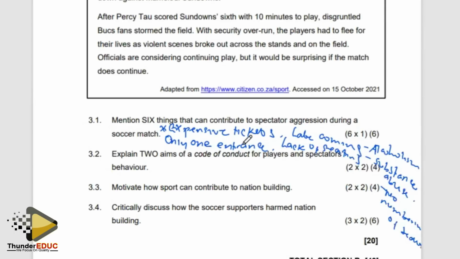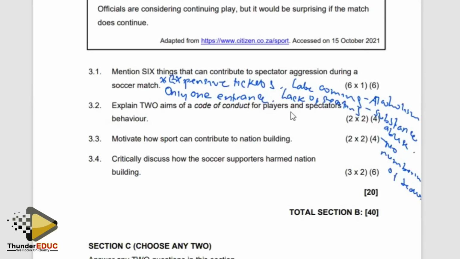Then explain 2 aims of a code of conduct for players and spectators' behavior. Right. You talk about the aim of a code of conduct for players and spectators' behavior. Here you can get rid of violent and harmful actions. Get rid of violence and harmful actions.